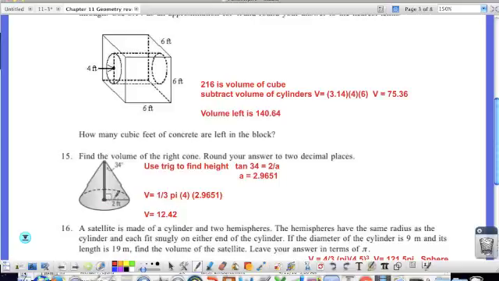length opposite, which is 2. So tangent equals opposite of 2 over adjacent. So in our calculators, 34 tangent equals 2.9651219, and so on. When we take that, multiply it by the radius squared, which is 2, times pi, we're using a pi button, and divide by 3.